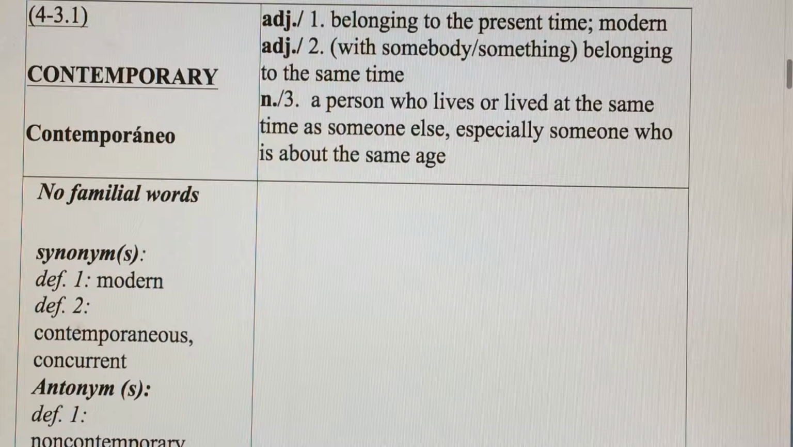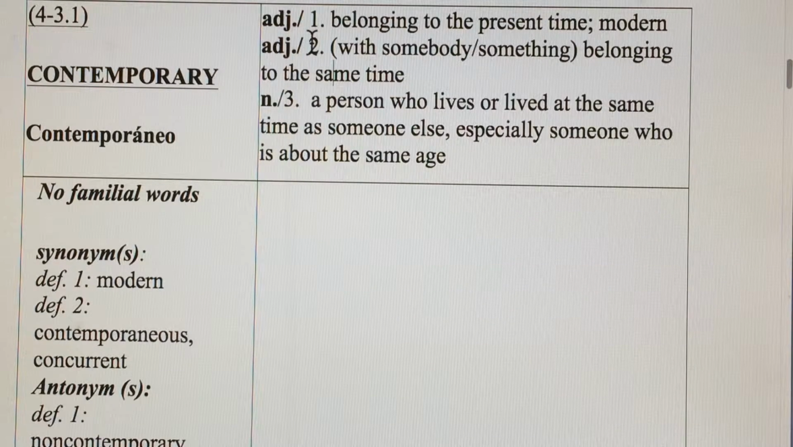Contemporary has 5 syllables, and the emphasis or stress is on the second syllable, tem. So we say contemporary, contemporary. Say it with me, contemporary.